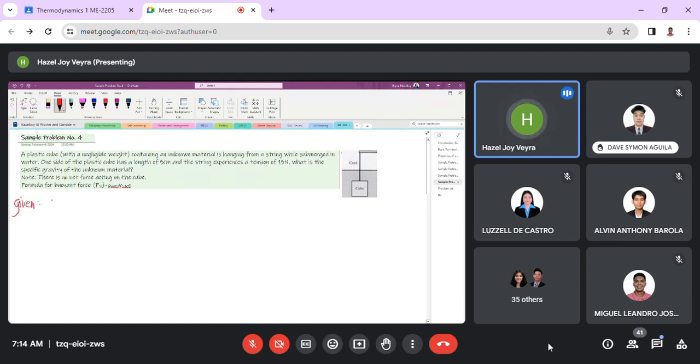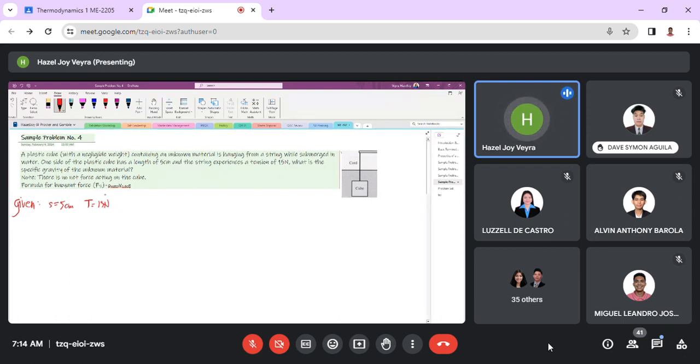Start tayo sa given. So we're given the dimension of the cube. So we have 5 cm. And then we're also given the tension, which is 15 Newton. And then, ano pa? Ano pang given? Wala na, no? So in this kind of question, class, sinabi no, there is no net force acting on the cube. So if there is no net force acting on the cube, meaning the cube is in what?